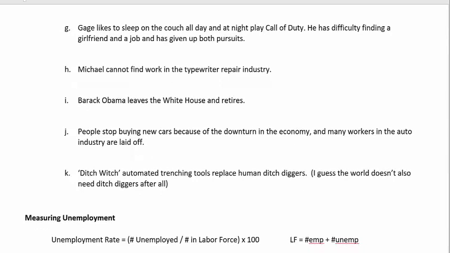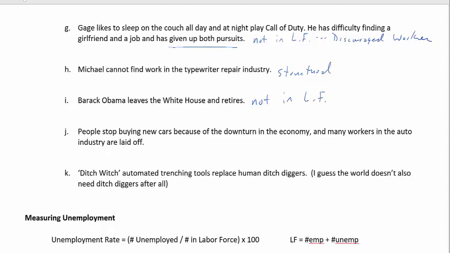Gage likes to sleep on the couch all day and at night play Call of Duty. He has difficulty finding a girlfriend and a job, and he's given up both pursuits. If somebody's given up looking for work, they're no longer considered unemployed. They're not in the labor force. We would probably call them a discouraged worker. Michael cannot find work in the typewriter repair industry. This would also be structural because consumer tastes have made his job obsolete. Nobody wants a typewriter anymore, so his skills are not in demand. Barack Obama leaves the White House and retires. He's not unemployed. He's not in the labor force.